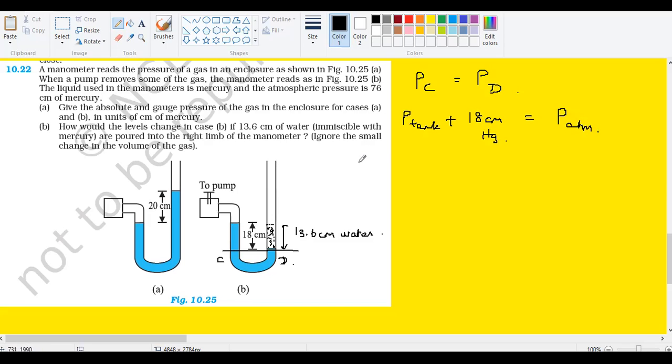is equal to pressure at D, which is your P atmosphere. So now they are saying that this is before pouring the water. If I pour the water, what will happen to the height? How would the levels change in case B? That means the level itself is going to change. So it's not going to be 18 centimeter anymore. But my guess is on this side, since I'm adding some more pressure, this will try to push a little bit this side so that this pressure here and this pressure here will be balanced.